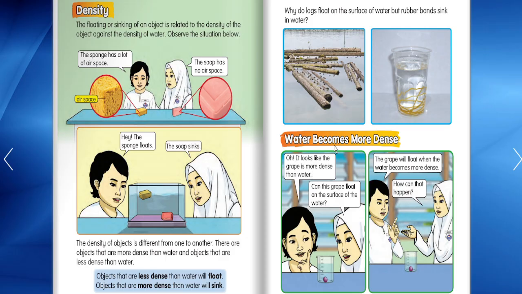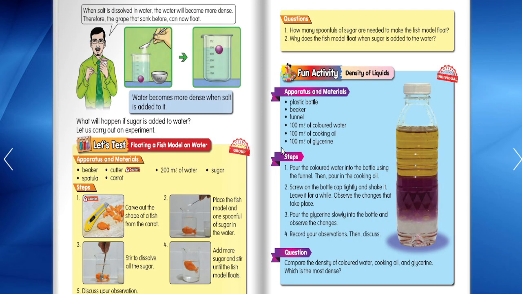Why do logs float on the surface but a rubber band sinks in water? In this example, they are doing an experiment and she says it looks like the grape is more dense than the water. So the grape will float when the water becomes more dense. How can we make water more dense?